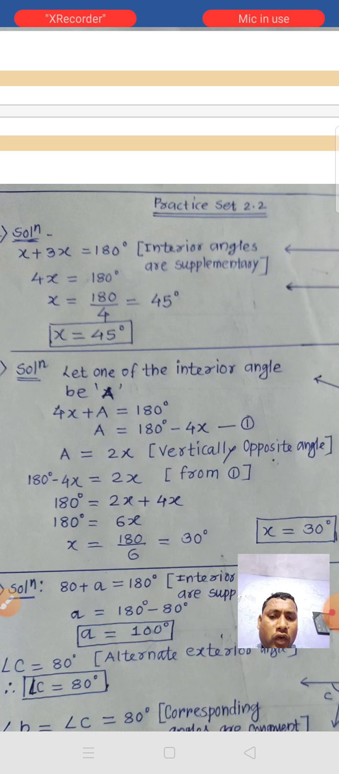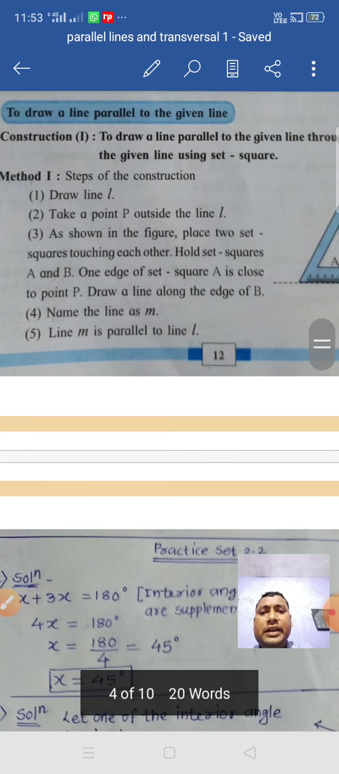Now shift the 4x, this minus 4x becomes plus 4x, so 2 plus 4, 6, we get 6x equal to 180 degrees. After that we have to divide both sides by 6. After dividing both sides by 6, 6x divided by 6, 180 divided by 6, the 6 will cancel and we get x equal to 180 divided by 6, which is 30 degrees. So your answer is x equal to 30 degrees.